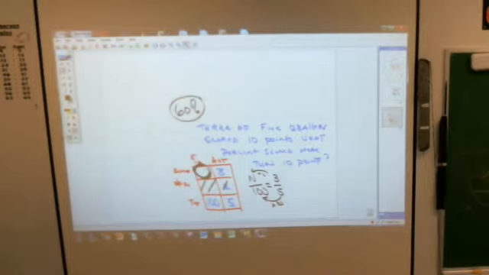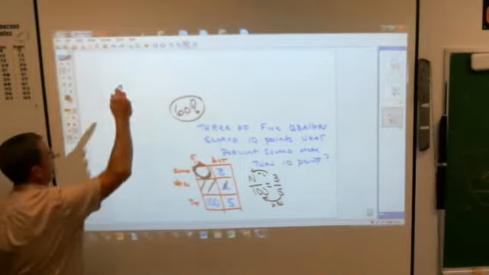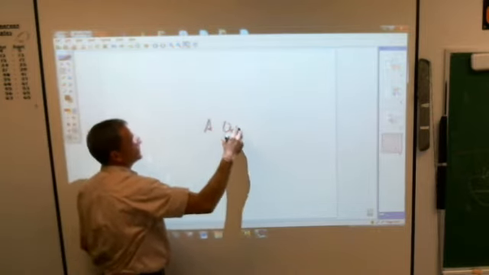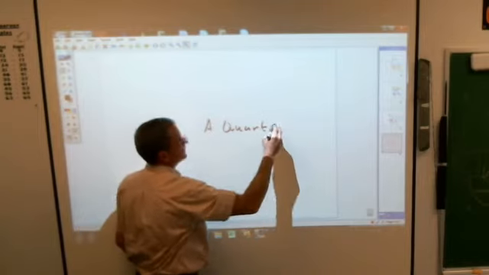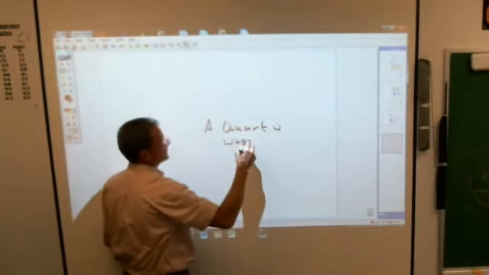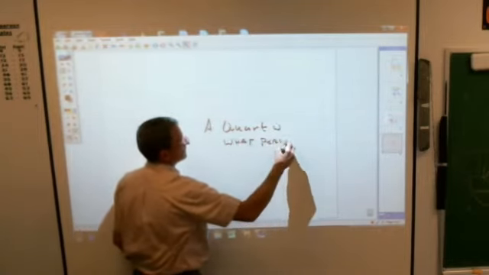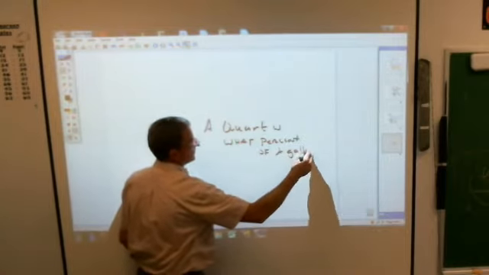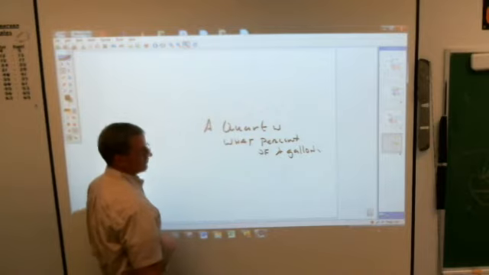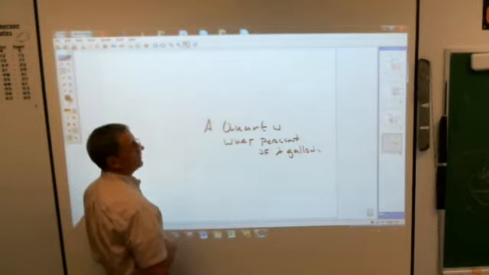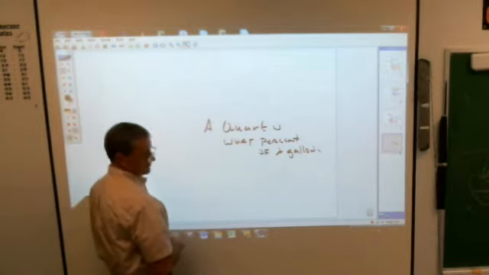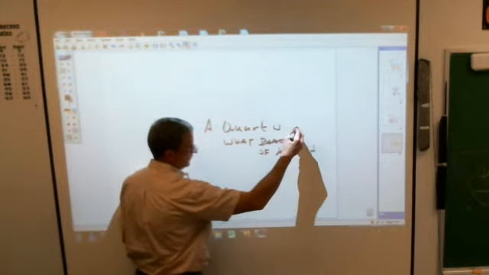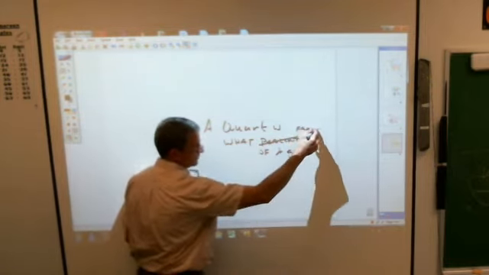The last part the book asks you is this: a quart is what percent of a gallon? Now this one, ladies and gentlemen, really isn't necessarily a story problem. They're just asking you to change a fraction into a percent. Because you can always interchange percents with fractions and then change the fraction to a percent.